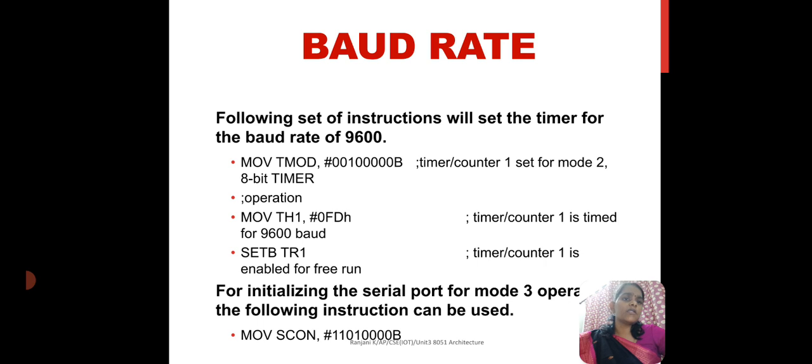The following set of instructions will set the timer for a baud rate of 9600. Here is a program where MOV TMOD, the value, that is 8-bit auto reload timer, then MOV TH1, the value. Here timer and counter 1 is timed, then it sets SETB TR1. Here timer and counter 1 is enabled to run free.